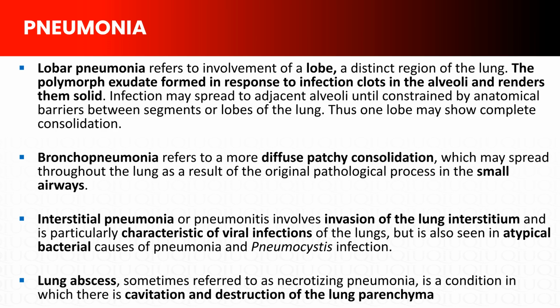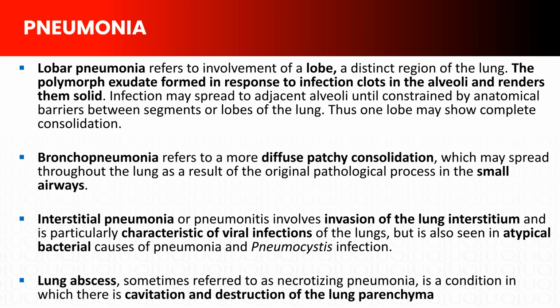Lobar pneumonia involves a complete lobe of the lung, polymorphonuclear exudate clots in alveoli, making them solid. Infection spreads to adjacent alveoli until stopped by anatomical barriers. This creates complete consolidation of one lobe, typically caused by Streptococcus pneumoniae. Bronchopneumonia shows patchy consolidation spreading throughout the lung, originating from infected small airways. Multiple patches affect both lungs, common with Staphylococcus aureus or gram-negative bacteria.